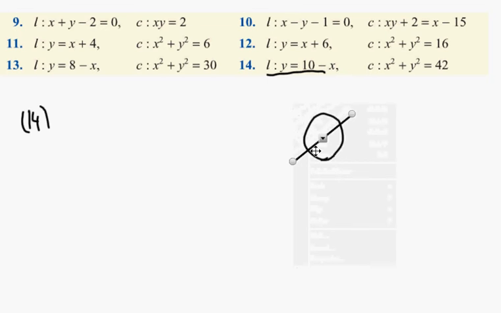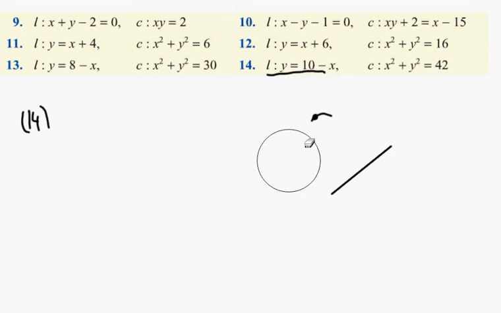If the line does hit the circle, it means there's two sets of x values and two sets of y values. If it hits it once, there's one x value and one y value. It's all about how many times it hits. If it hits once, there's one x and one y. If it hits twice, there's two x values and two y values. If it doesn't hit at all, it basically means that no answer will work for this. So here's what we're going to do.